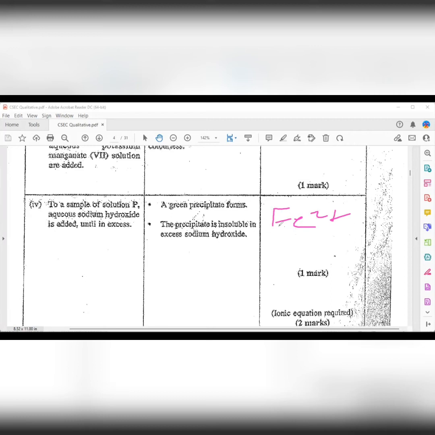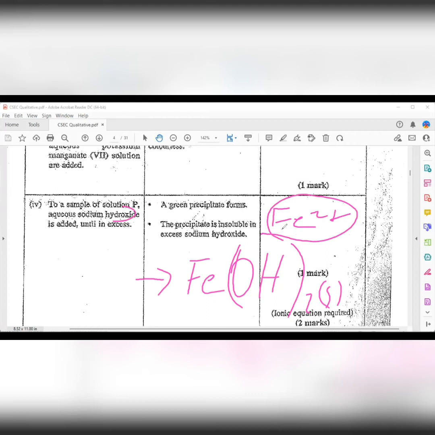So it's iron(II) hydroxide, Fe(OH)2, solid. Because you know it's iron from up here and the OH comes from the sodium hydroxide, then you must have Fe2+ over here and OH-, aqueous. And since there are 2 hydroxides over here, you put a 2 there, aqueous.